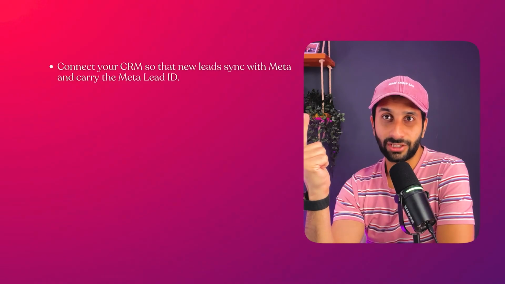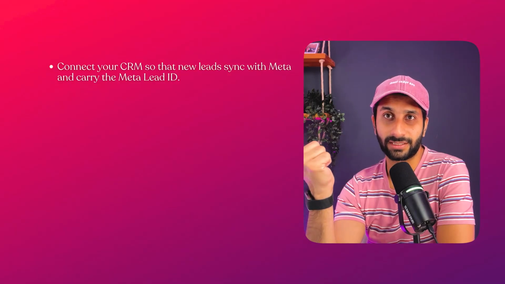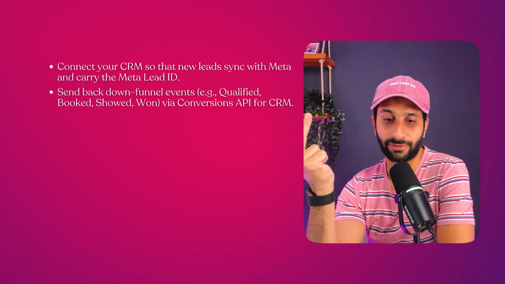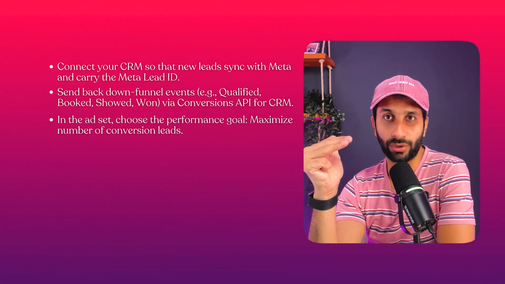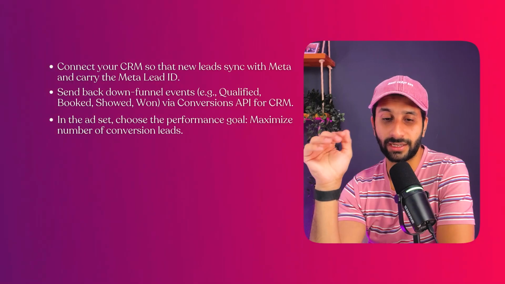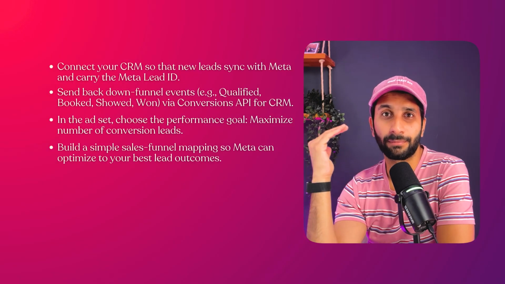You manually do it by telling Meta, hey, disqualify this lead, it's not a good lead. And you also tell it through your system as well, because they see all the journeys of the leads that they have sent. What do you need to do? Connect your CRM with lead sync. So the CRM gets the data and passes the data back. Send the quality back to the funnel. Choose the goal: maximize the number of conversion leads. That's really important in your ad setting. Build a sales funnel that Meta can understand.